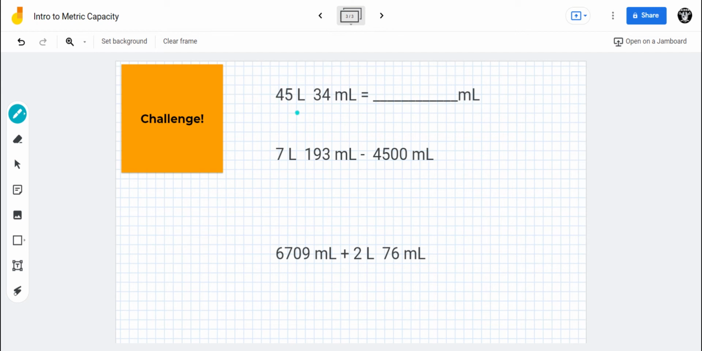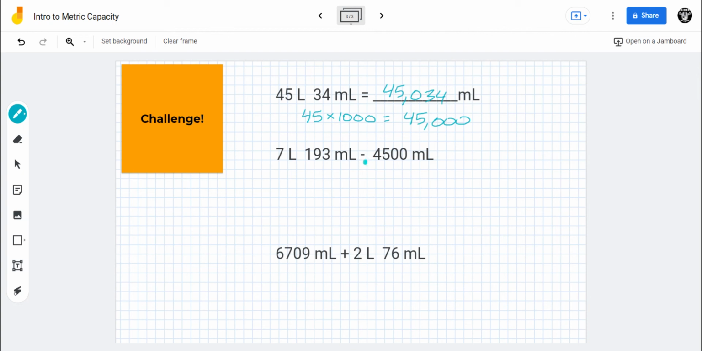So I'm going to start out here with 45 liters and 34 milliliters. And I want to change that into just milliliters. So I'm going to take my 45 and I'm going to multiply it by 1,000 because 1 liter equals 1,000 milliliters. And that's going to give me a number of 45,000. But that's not my answer because I can't forget about these 34 milliliters that I also have, right? So 45 liters equals 45,000 milliliters. But look at my ones and tens column. I'm going to substitute those in, and I'm going to get 45,034 milliliters.